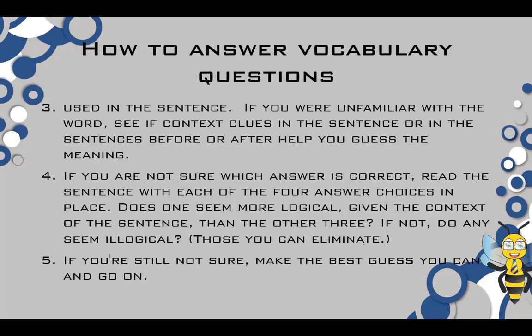Then number three, use the answer choices in the sentence. As we said before, with the example: Luis is my teacher, he has a daughter, she is blonde. Read the sentence again, replacing the word in the reading so you can identify which one looks more familiar and more correct. If you're not sure which answer is correct, read the sentence with each of the four answer choices. Does one seem more logical given the context than the other three? If not, do any seem illogical? Those you can eliminate.